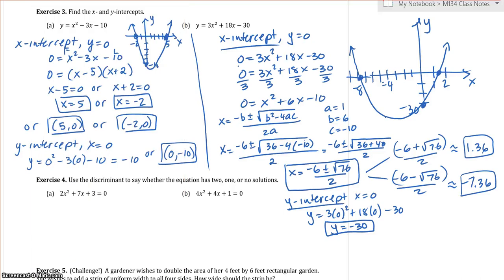We did an example on this in the previous video, but you can try this. Use the discriminant to say whether the equation has 2, 1, or no solutions. Pause, and then I will just show you the solution when you come back.